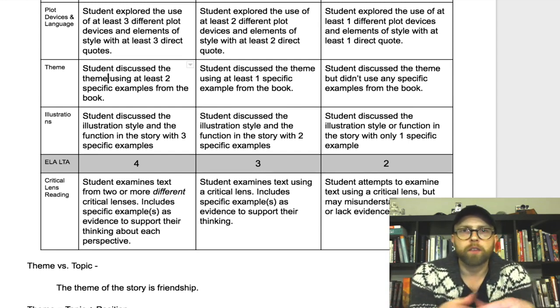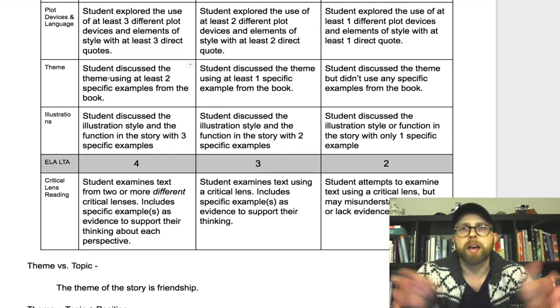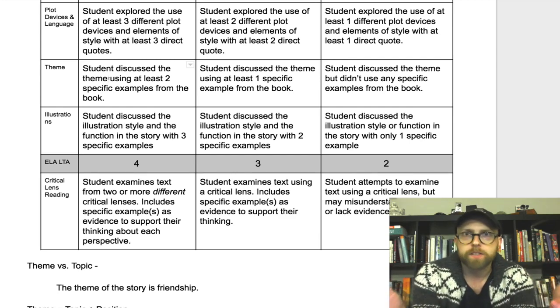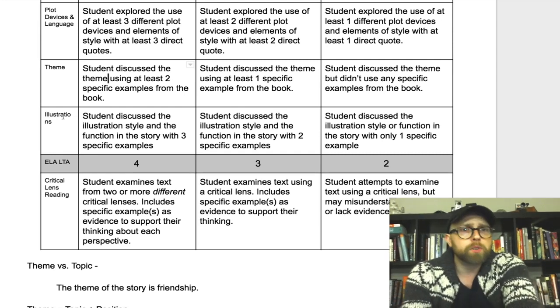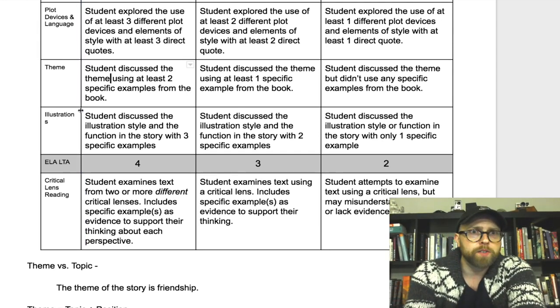So just make sure that it covers the entire thing, but at the same time it's not so broad that it's meaningless and could fit virtually any story that you've got. So this is going to be a big one here for illustrations.